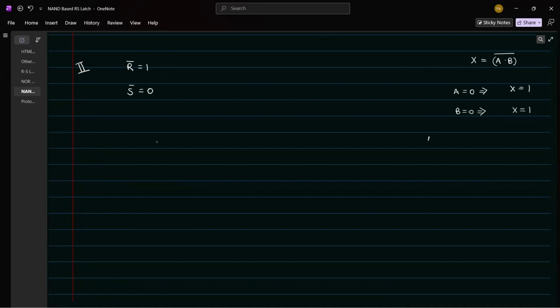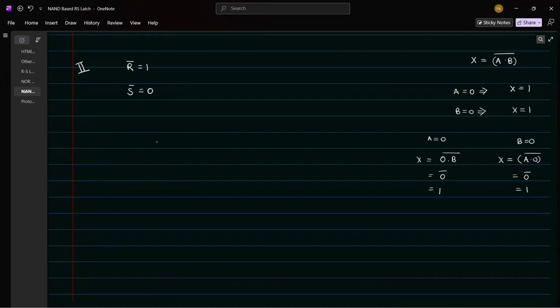How does that work? Well, let's say A is equals to 0. So X is equals to 0 dot B whole thing bar, and that is 0 bar, and that is 1. Similarly, if B is equals to 0, X is equals to A dot 0 whole thing bar, that is 0 bar, so that is equals to 1. So even if one of the inputs for an AND gate is equals to 0, then the output will be equals to 1. That's the idea. Similarly, it's going to be here also.